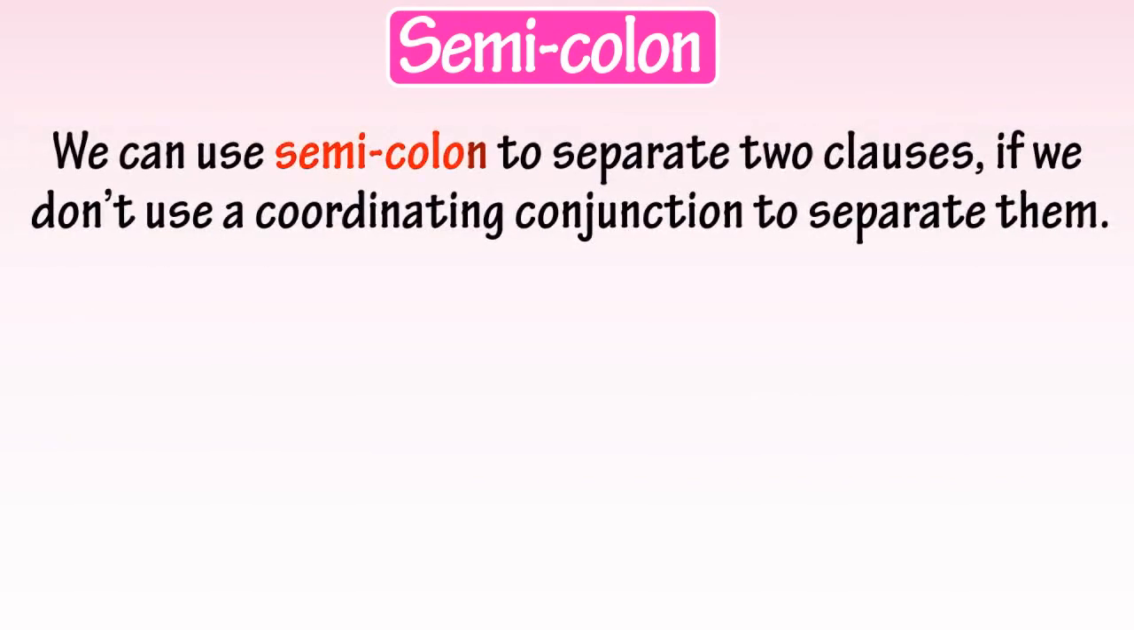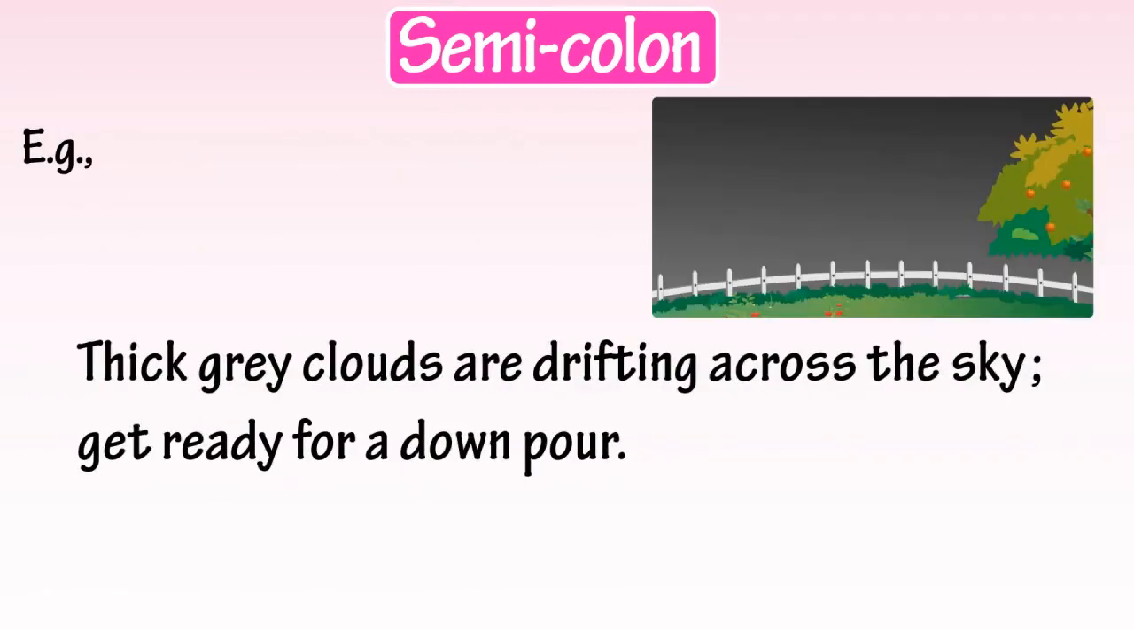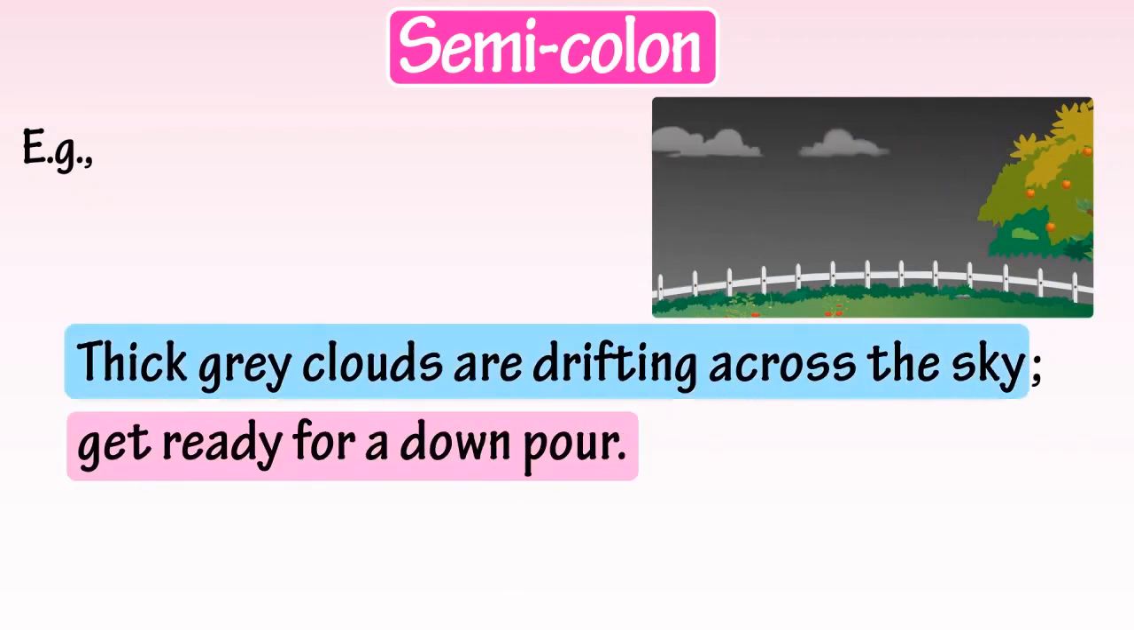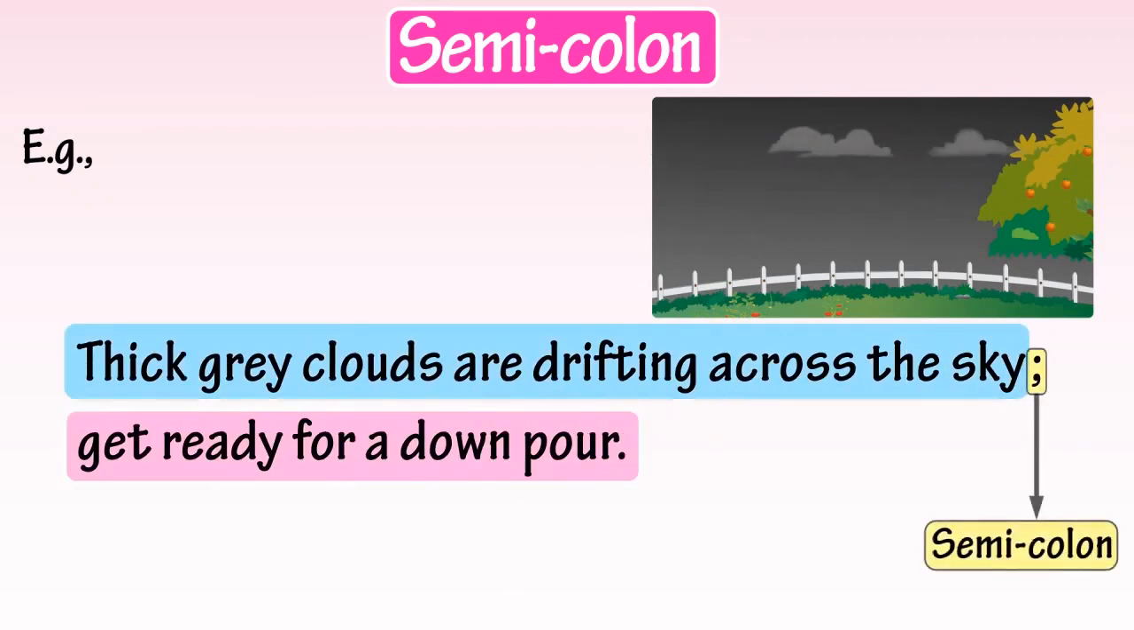We can use semicolons to separate two clauses if we don't use a coordinating conjunction to separate them. Let's have some examples. Thick gray clouds are drifting across the sky; get ready for a downpour. Now, the sentence has two clauses. This is why we have placed a semicolon after the first clause.